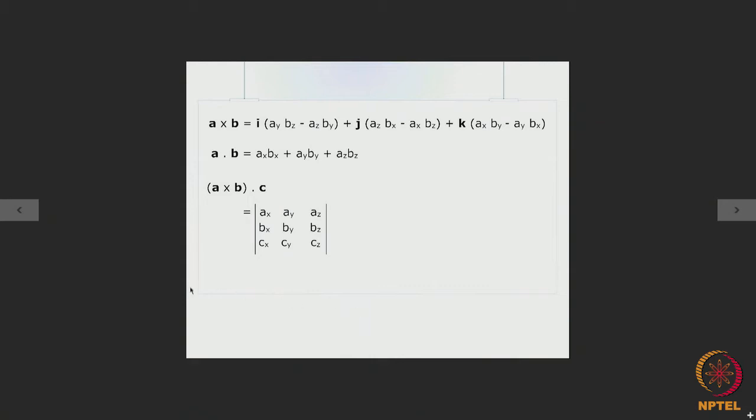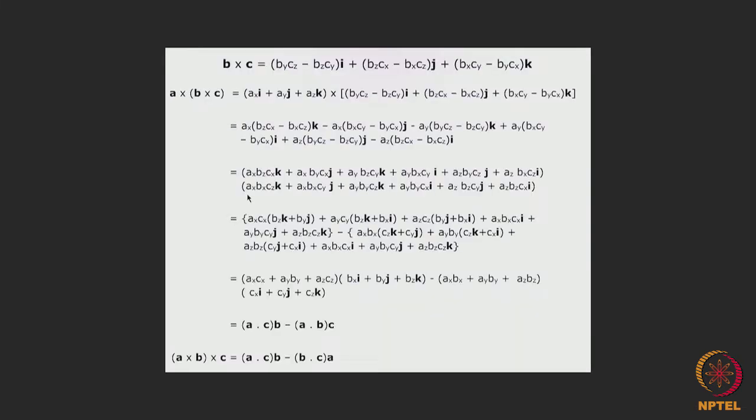So, now we have learned how to find out the cross product between two vectors, how to find out the dot product between two vectors, and how to find out products of the type a cross b dot c. Now, let us go to somewhat more complicated problems. Say for example, we want to find out a cross b cross c.